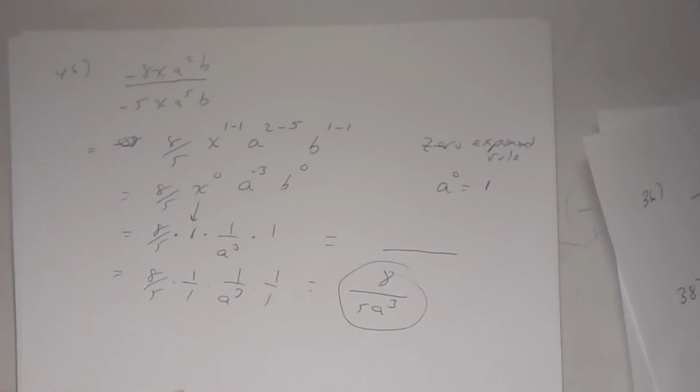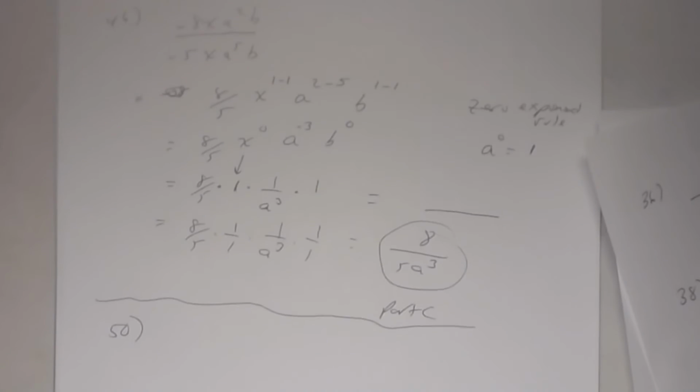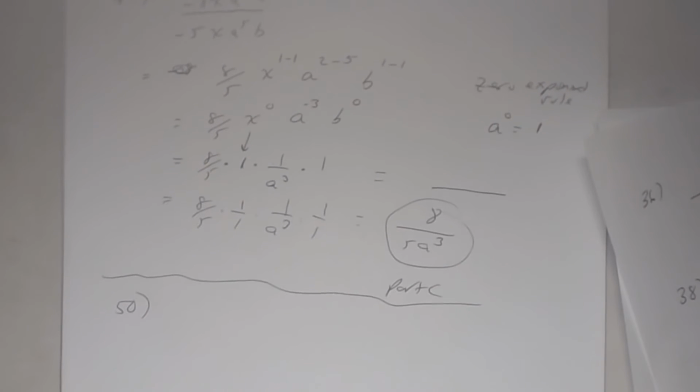Okay, so this will be part C. Part C is not in test 3. Part C is going to be on test 4. And so this is going to be part C. So let's do number 50. So this is number 50. Okay, so it still involves all the stuff we've been talking about. All right, but this is what 50 looks like.